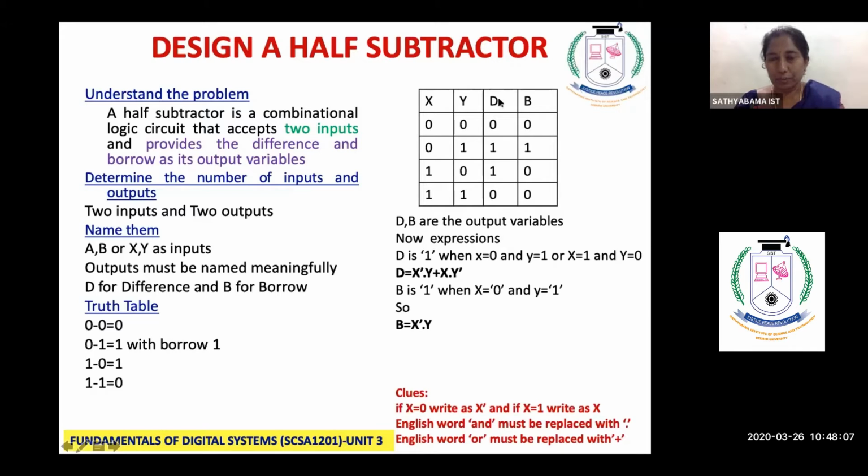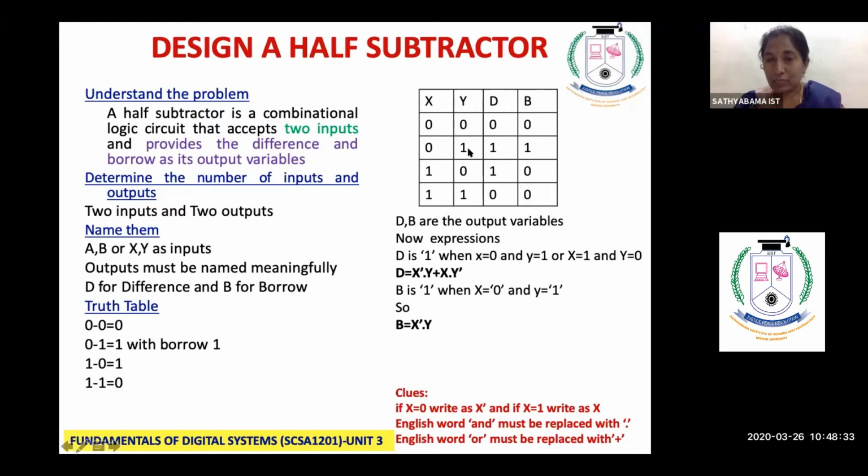So first you should pick the output variables. One by one we have to do it. And the first output variable is D. So for this variable D, we should check where all we are having a 1. And we should think in English. We are having a 1 when x equal to 0 and y is equal to 1, or, X is equal to 1 and y is equal to 0. And then what we have to do? Whenever it is 0, you have to write it as dash. Whenever it is 1, you have to write it as 1.